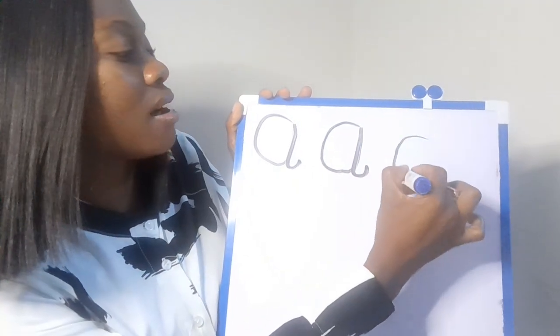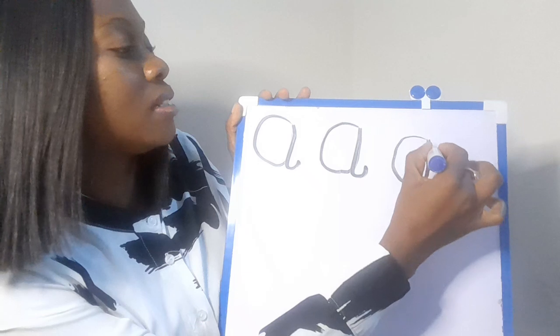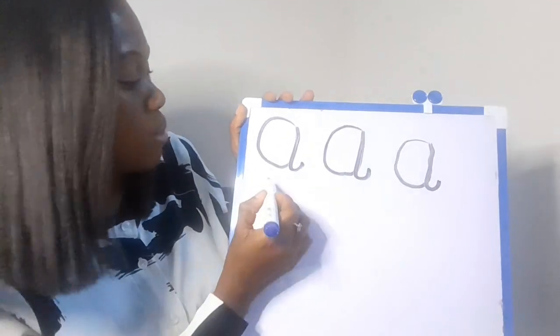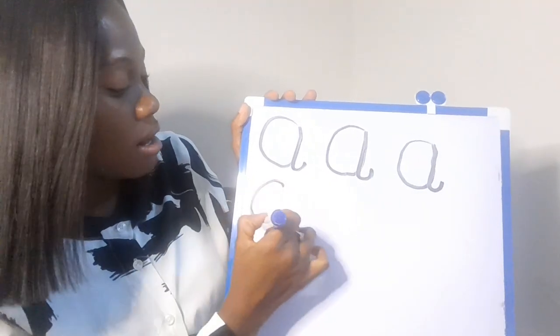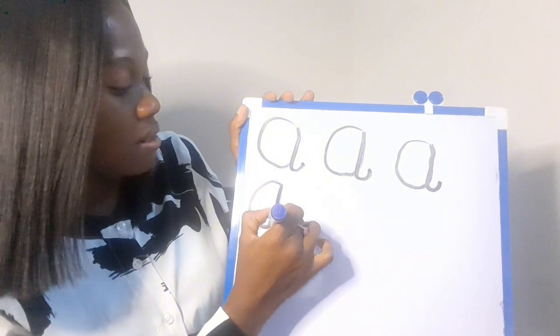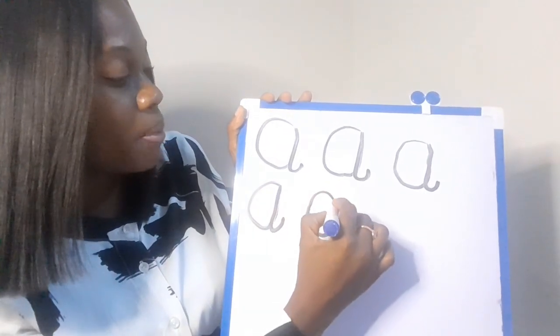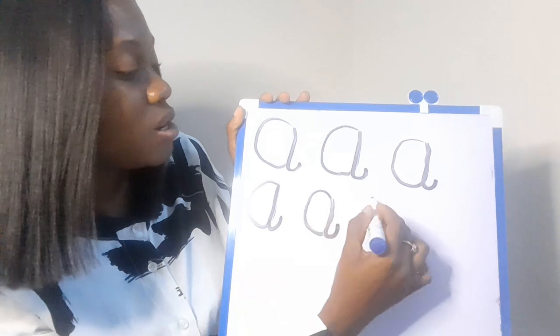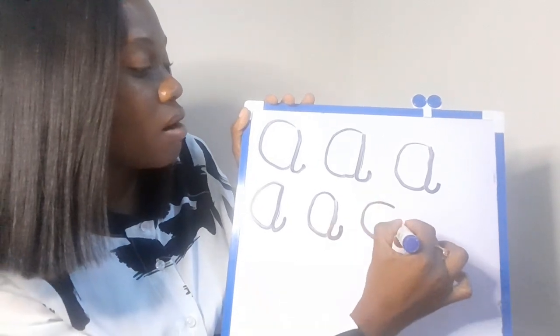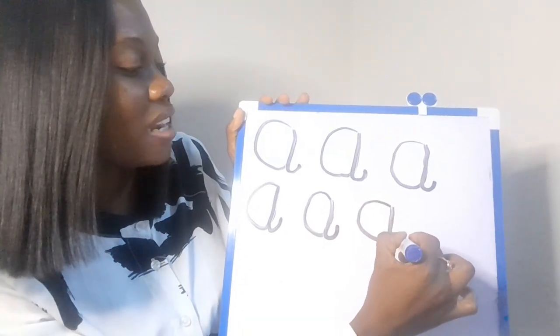A back curve. Go up. Down the same line and make a loop. Again. A back curve. Go up. Down the same line. Make a loop. A back curve. Go up. Down the same line and make a loop.